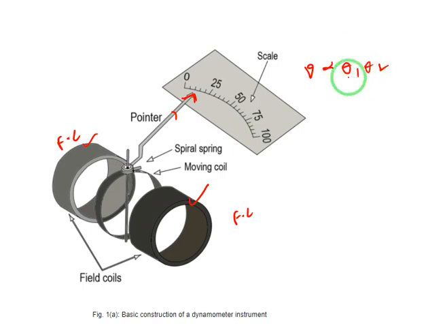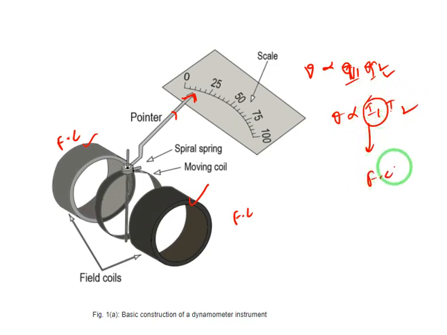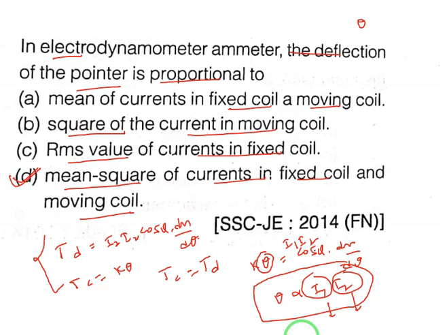Those are the RMS values. That is, theta is proportional to I1 I2. One current is from the fixed coil and another current is from the moving coil. So these two are RMS currents. Don't forget this. So from this option we can know the mean square of currents in the fixed coil and moving coil.